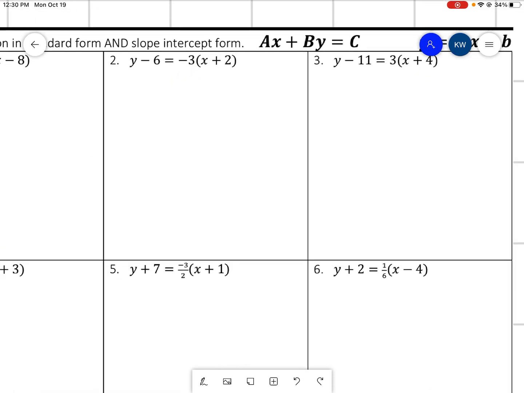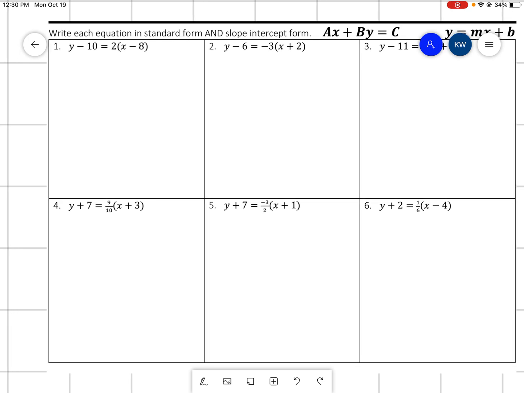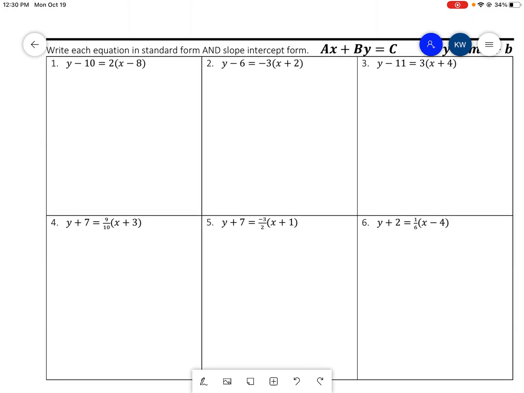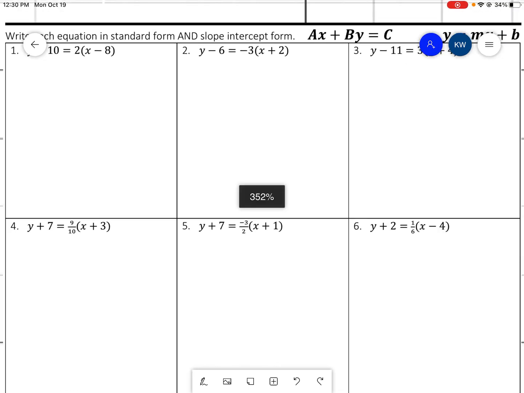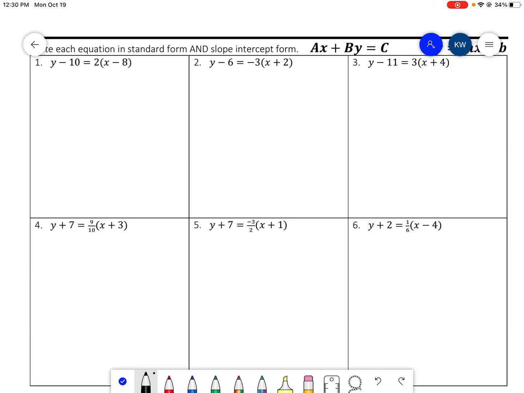So step 1, again, is to distribute the x. Distribute the x, or distribute the slope. That means I'm going to distribute 2 to both of these. That leaves me with y minus 10 equals 2x minus 16. Now that's the first step.